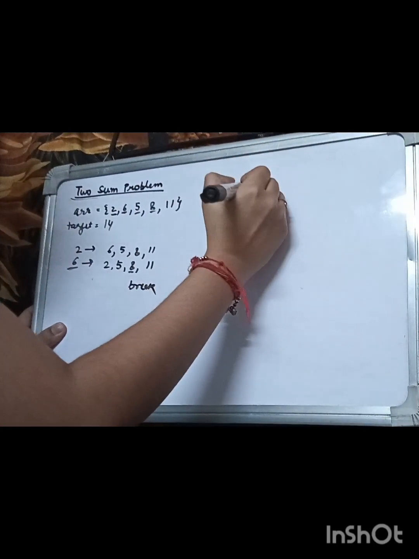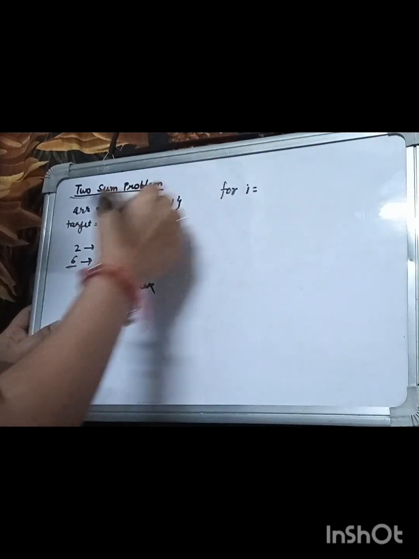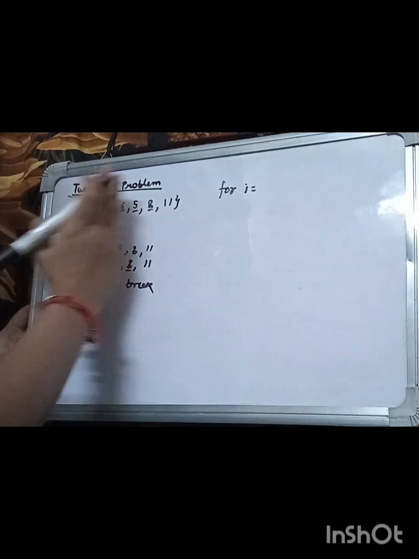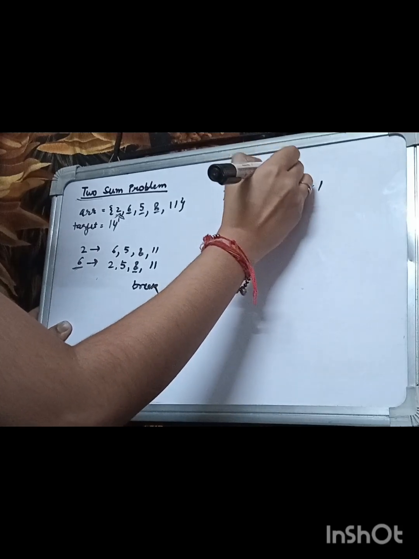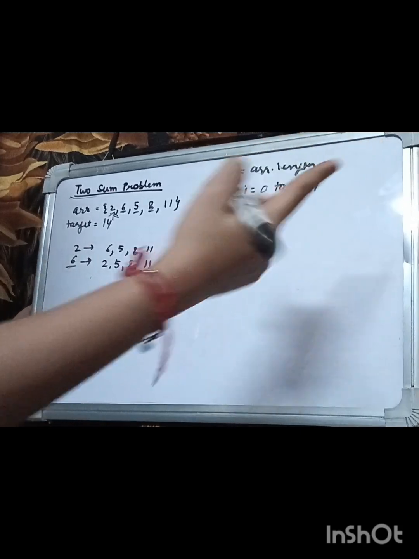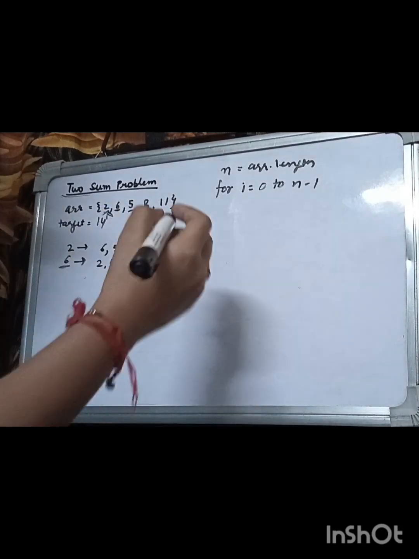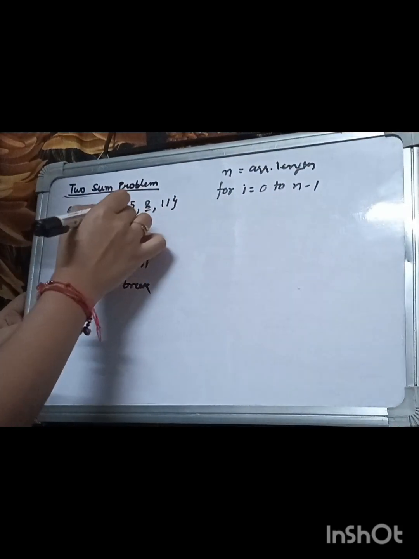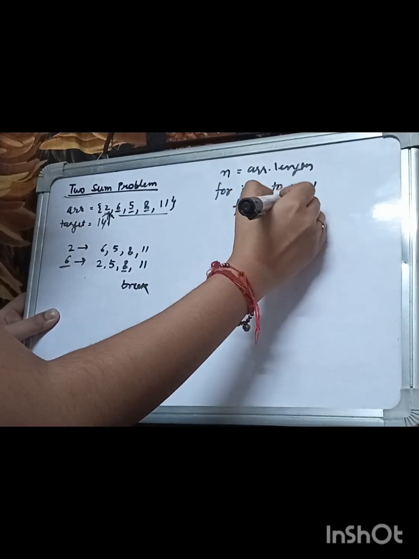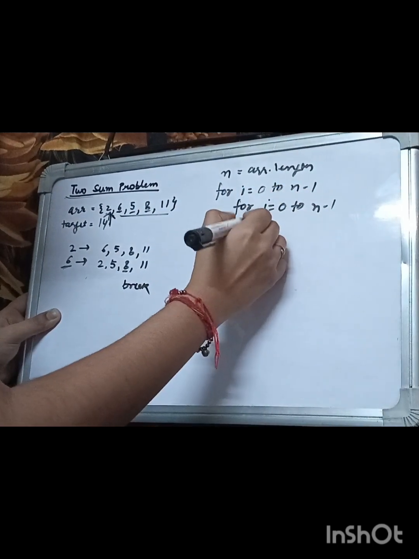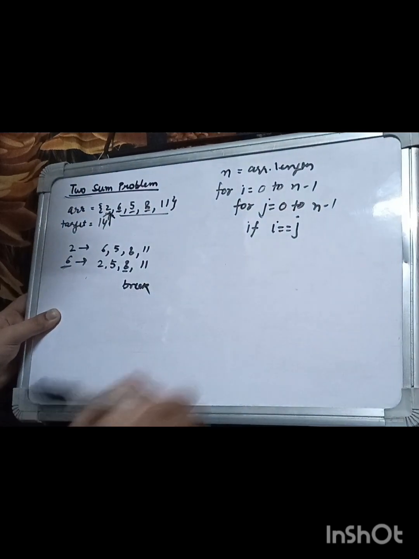What you have to do, you have to run a loop which will select these elements, right? So I have to select from 2 till 11. So i is equal to 0 to n minus 1, where n is equal to my array length or size, if you were writing in C++. I'm just writing the pseudocode here. Then if you have considered 2, then you have to check for the remaining elements. So I will say j is equal to 0 to n minus 1. But if i is equal to j, then you don't have to do anything.